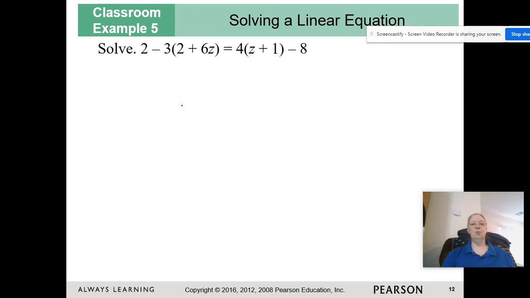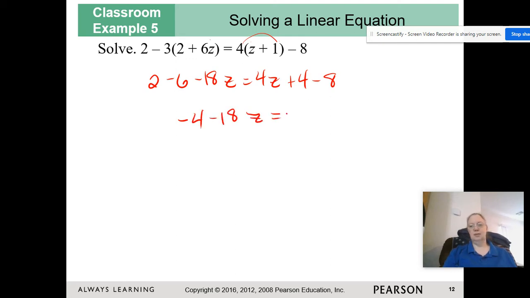Okay. All right. So again, we have parentheses. This time I have two sets of parentheses. I have to distribute the negative 3 and I have to distribute the 4. So I'm going to distribute the 3, distribute the 3, distribute the 4. Don't forget to multiply the 4 times 1. Combine like terms on the left. Combine like terms on the right. So we have negative 4 minus 18z. And this is going to give me a negative 4.